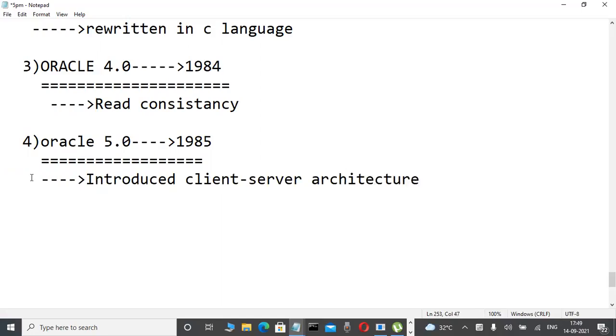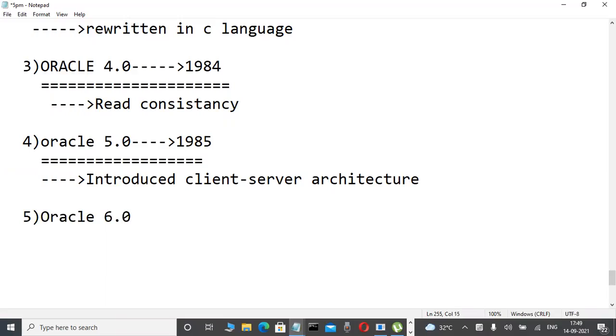Client server architecture. Okay, next version is Oracle 5.1. I am not interested to tell. That is distributed databases only. And now the next important Oracle version. Next version is what? Oracle 6.0.